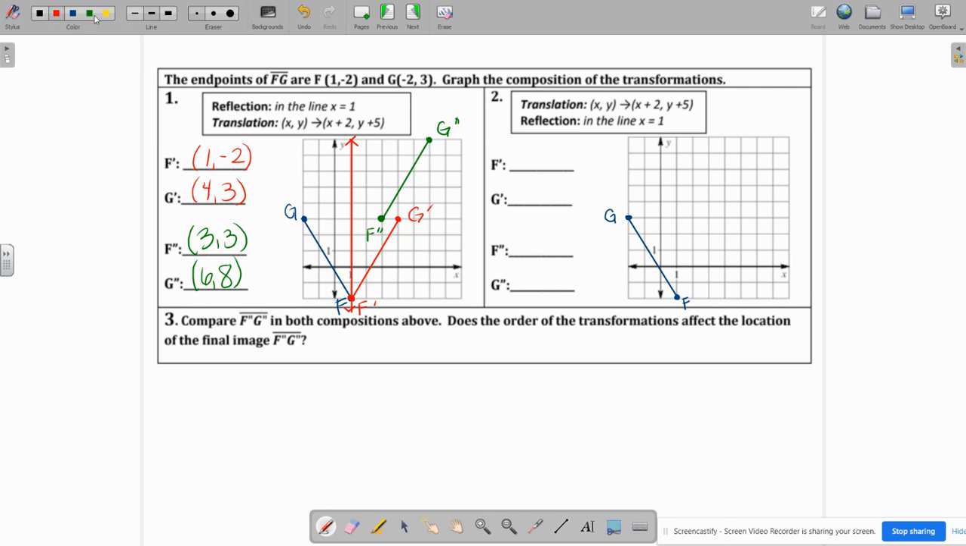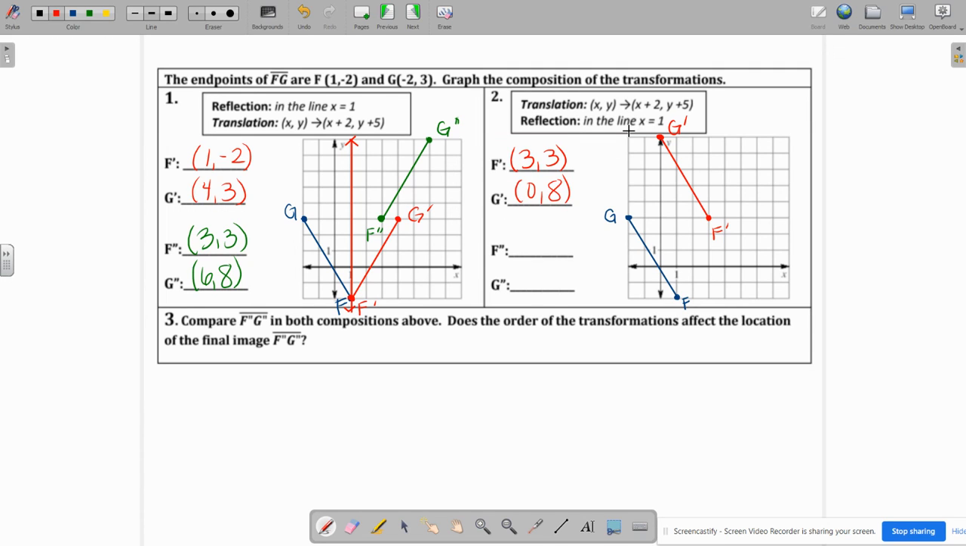Now let's look at it if we do the translation first. So if I translate 1, 2 to the right, 1, 2, 3, 4, 5, so here's G prime. Again, 2 to the right, up 1, 2, 3, 4, 5. Here's F prime. So here's our first image. And again, we can write those points. So (3, 3) is F prime. G prime is at (0, 8).